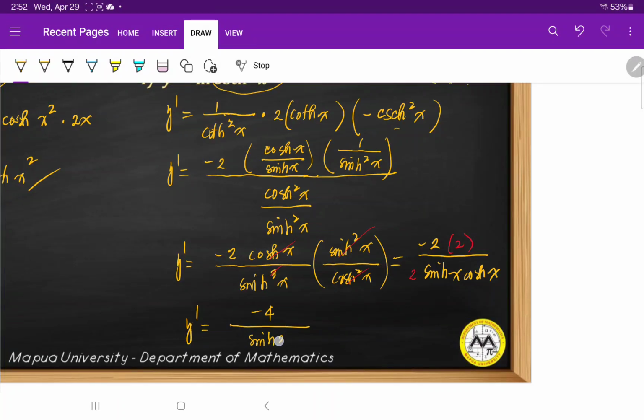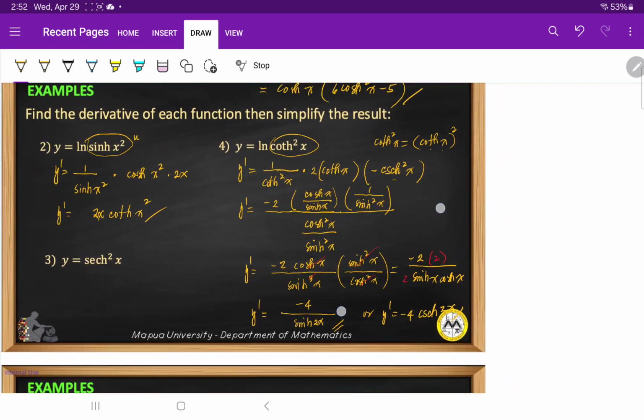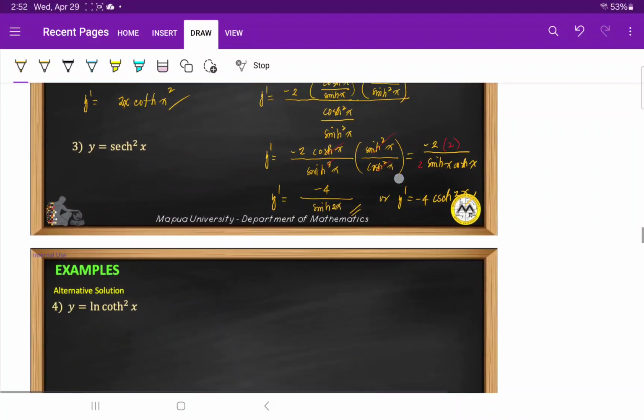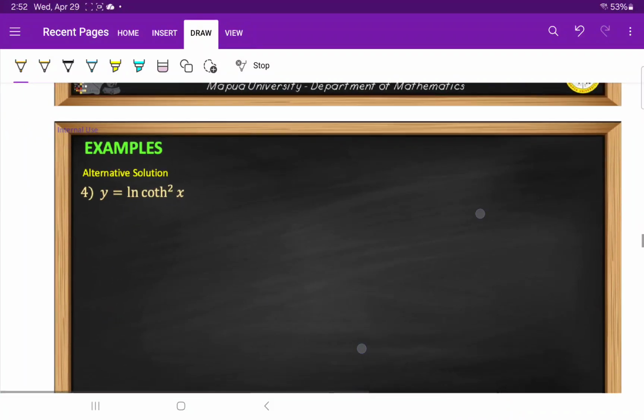hyperbolic sine of 2x. So it could be this one, or y prime is negative 4 hyperbolic cosecant of 2x. Right, so we use identities. We use the reciprocal identities. Now we go to the next one.